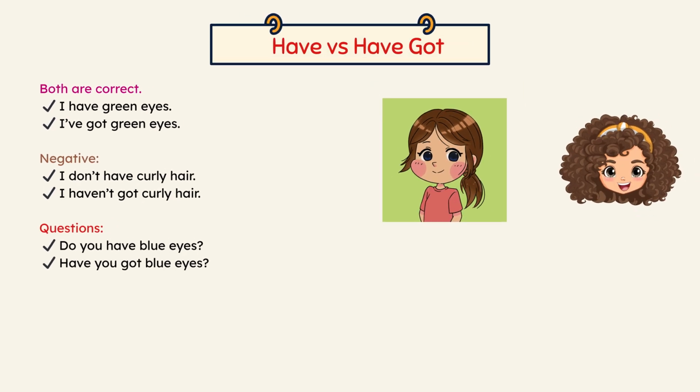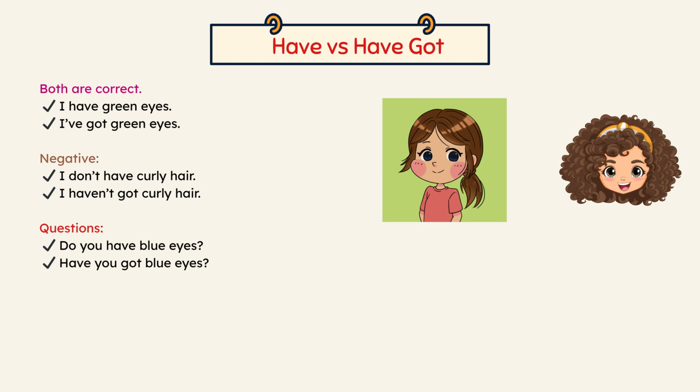Now let's look at have and have got. Both forms are correct and commonly used in English to talk about appearance or possession. For example, I have green eyes. I've got green eyes. Both sentences mean the same thing. Now let's look at the negative form. I don't have curly hair. I haven't got curly hair. Both are correct and mean the same.